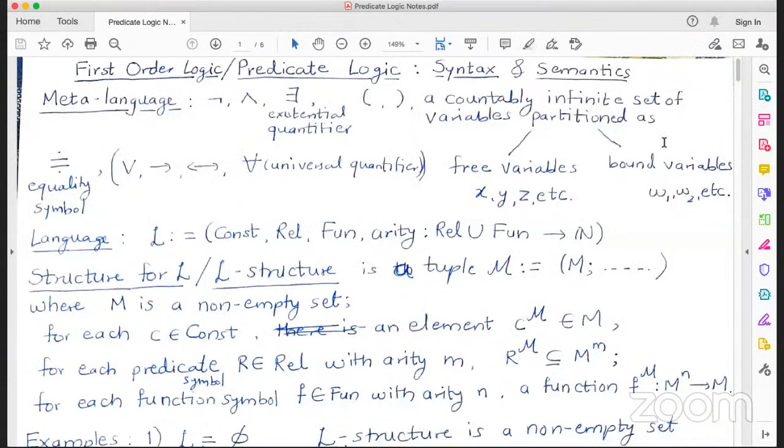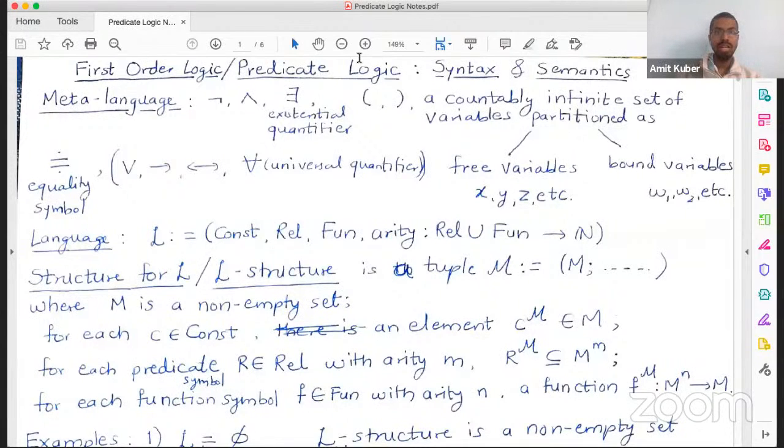Hello. If there is, yes. Hello, sir. I just want to, I have just a small doubt. Can you please repeat this zero-ary relational symbols, are they propositions from propositional logic, like in the FOL language? Can you just elaborate this again, please? Sure.